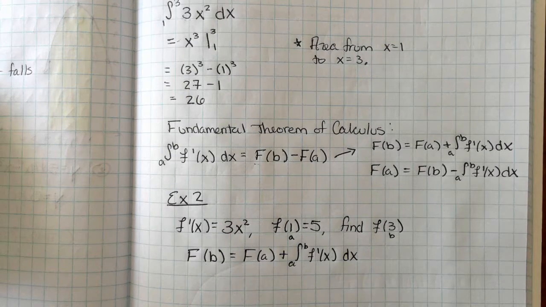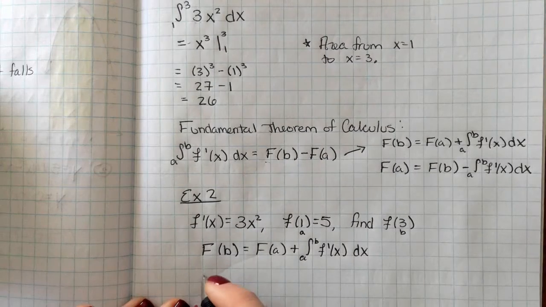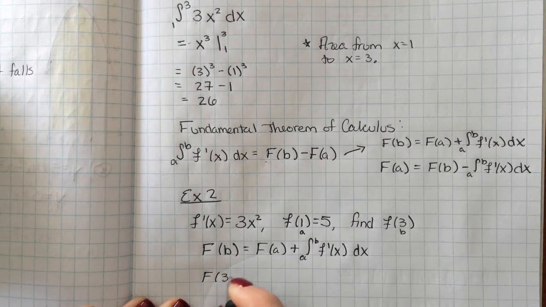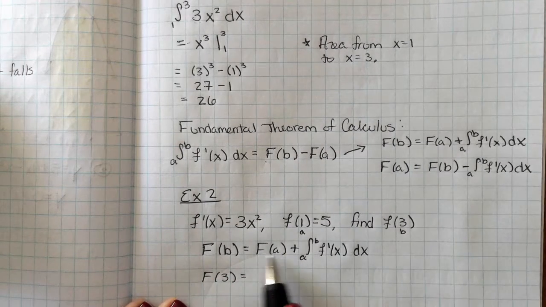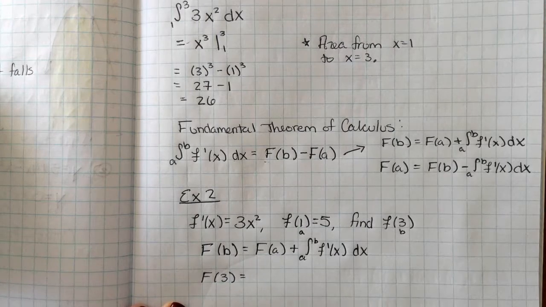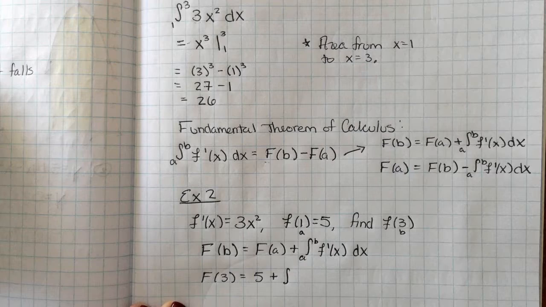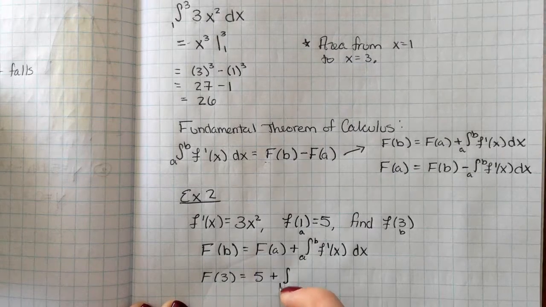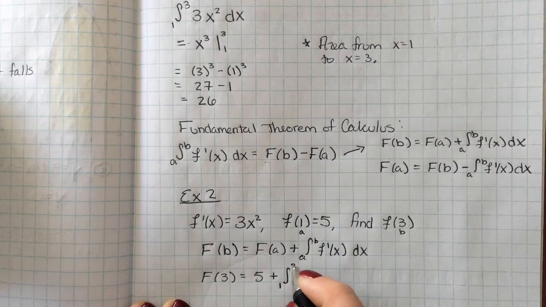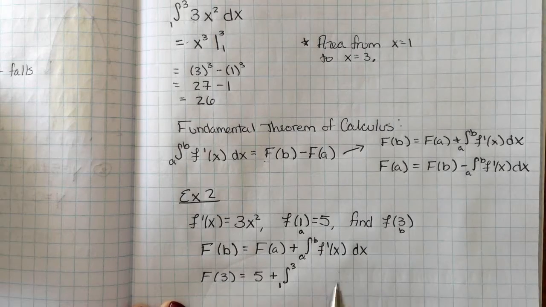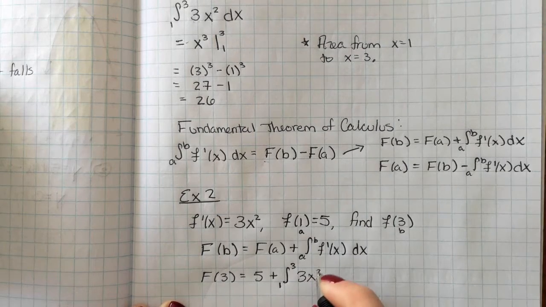So now let's plug in everything. I want F of 3 equals, well, what's F of A? What did they tell me? It's 5 plus my integral. My A value is 1, my B value is 3, my derivative function is 3x squared dx, right?